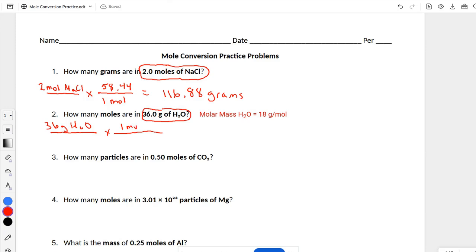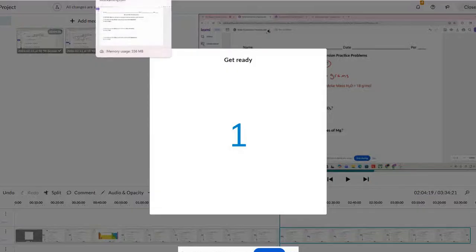So 1 mole won't go on the bottom this time. It's going to go on the top. And what's the mass of 1 mole in grams? It's 18 grams per mole, so 18 will go on the bottom. It's just 36 times 1 divided by 18. 36 times 1 is 36, and 36 divided by 18 is 2. So 36 grams of H2O would be 2 moles. So on the exam on Friday, we'll have 2 of those just like that. I'm going to do a couple more of some different types of questions.